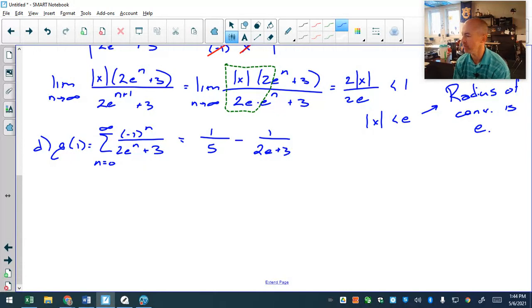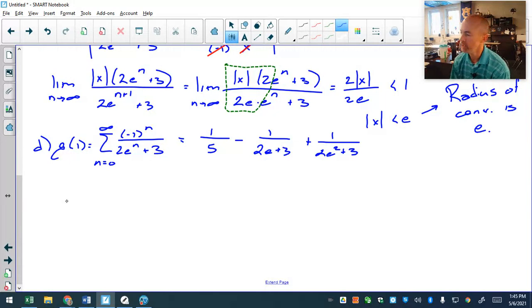And then the error, if it's an alternating series that converges, which this is, the error is always less than the magnitude of the first omitted term. So as it alternates, that's going to be a positive 1 on top. And then if I plug in 2, that'll be 2e squared plus 3.